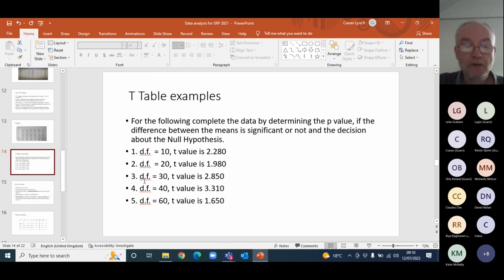Okay. Number 3, oh, sorry, at that point, is there anybody who wants to unmute and ask a quick question? Okay. Can you try number 3? Degrees of freedom 30, t-value 2.850.